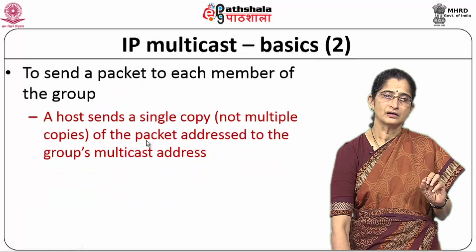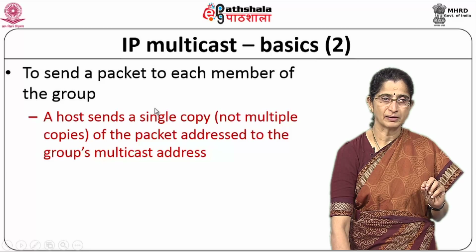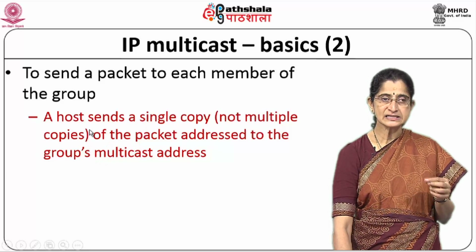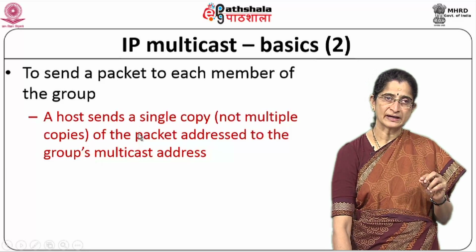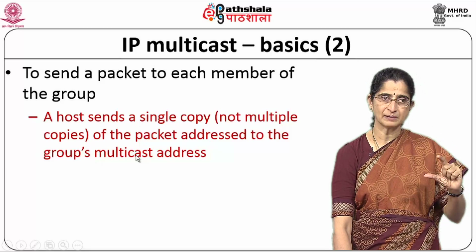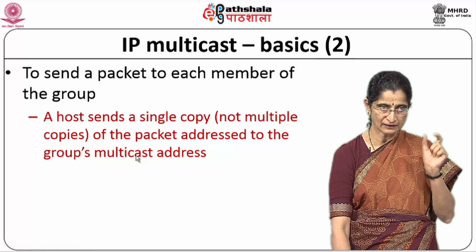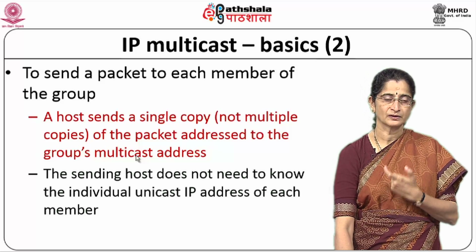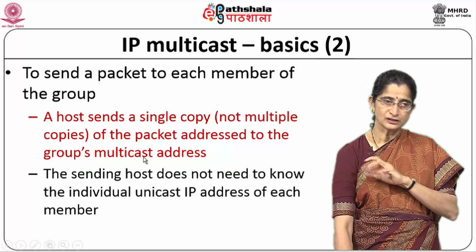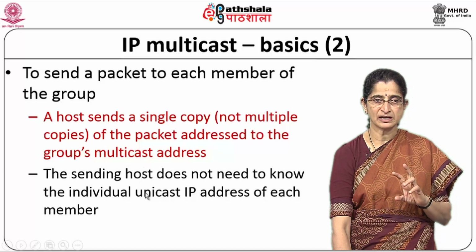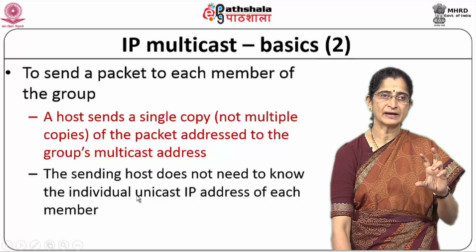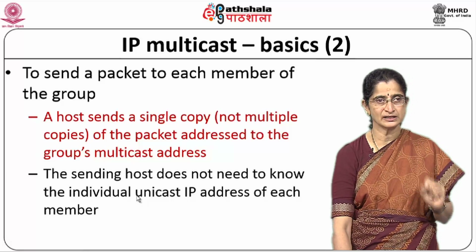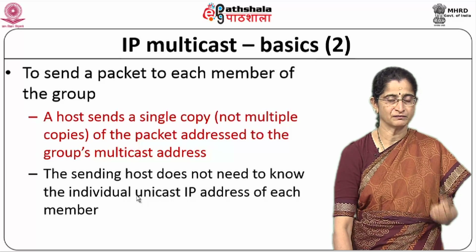Okay. So, to send to each member of the group, it will just send a single copy of the packet addressed to the group's multicast address. So, it will be a single IP packet, but in its source IP address it will have the address of the source, and in the destination address it will have the address of this multicast group. The sending host does not need to know the individual unicast IP address of each member. So, it is the same IP packet, only the destination address happens to be that of the multicast group. So, that is the first support that we have.